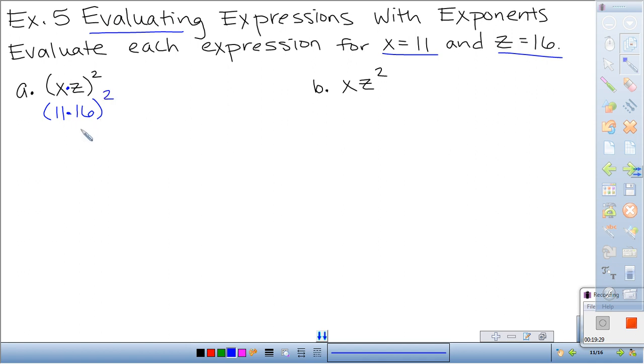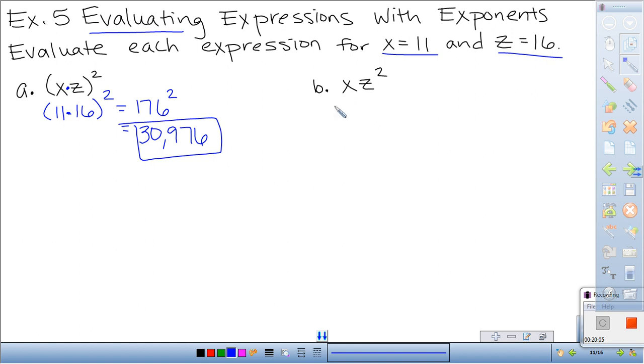Again, we're following PEMDAS. PEMDAS tells us to take care of our parentheses before we take care of our exponents. So first I'm going to multiply 11 times 16, and we get 176. And then we need to square it. 176 squared is 30,976. And that's something you would do in your calculator. It'd be awesome if you could do it in your head, but most of us need to use a calculator to find that answer.